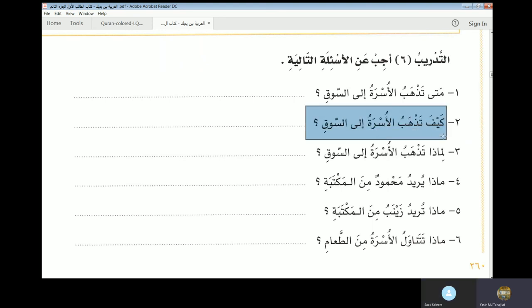Kefa tadabu usrati ilasuki? Usratu ilasuki tadabu bisayarati. By car.